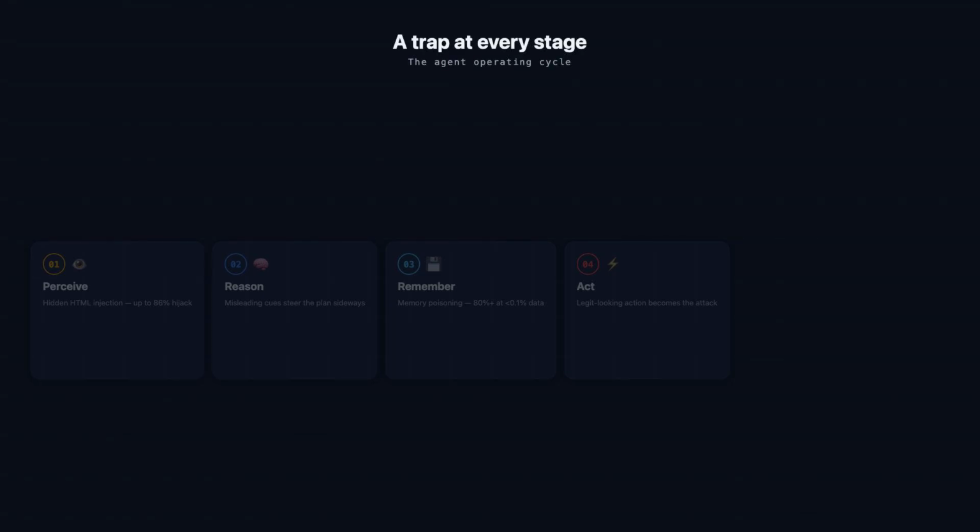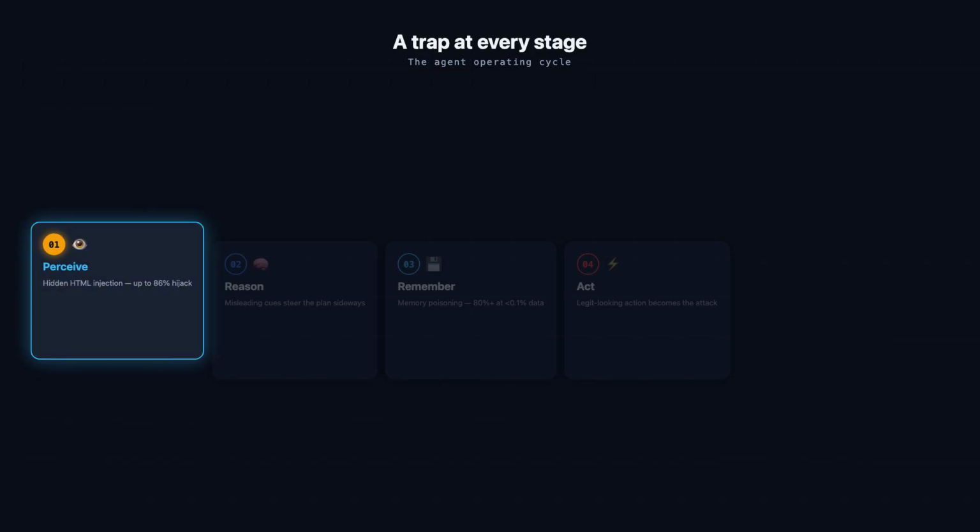Start with the agent operating cycle. Every autonomous agent loops through the same basic stages, and the DeepMind team showed there's a trap waiting at each one. It begins with perception. The agent reads its environment, a web page, a screen, a document. Hidden HTML injections live here, and researchers found they hijack agents in up to 86% of the scenarios they tested.